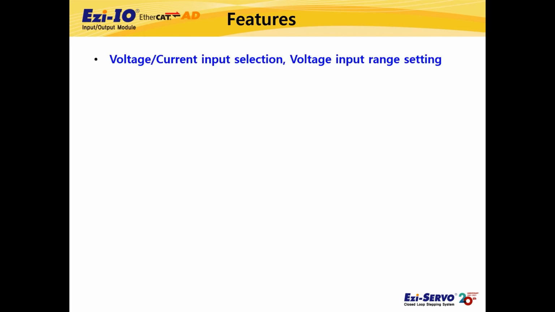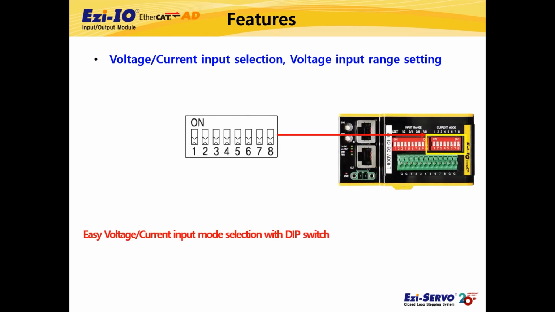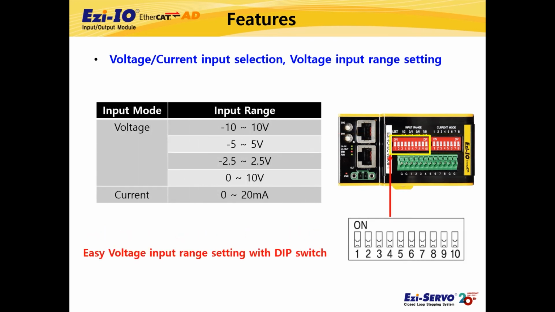Ezi-IO EtherCAT AD supports voltage or current input mode. The input mode can be easily selected through the dip switch. When the switch is off, it is a voltage input, and when it is on, it operates as a current input. In case of input range, in voltage input mode, it can be set by EtherCAT SDO communication or by adjusting dip switch.